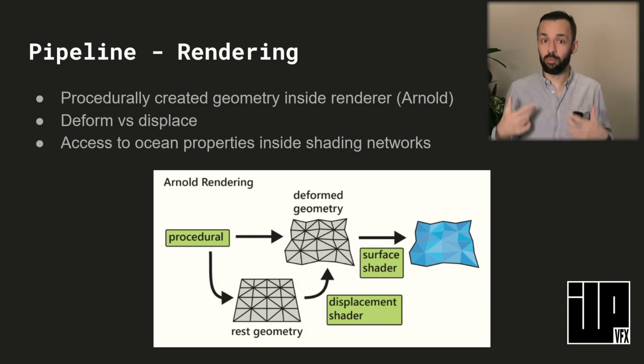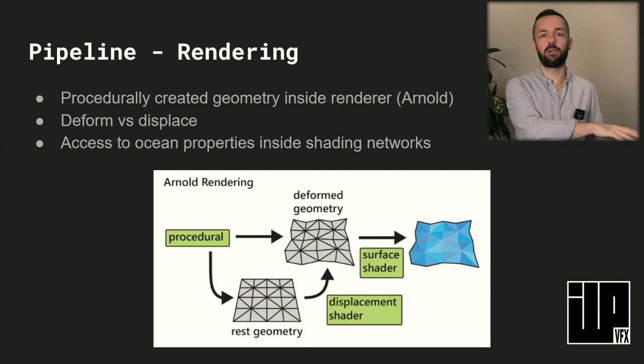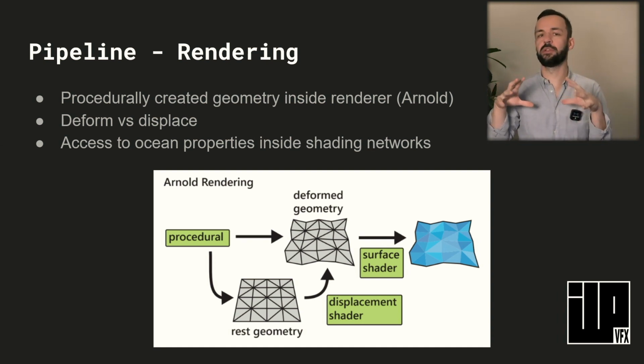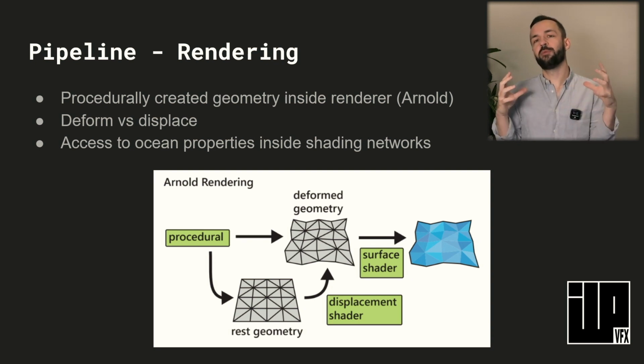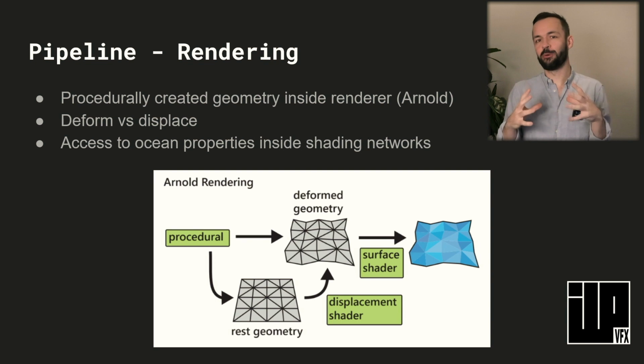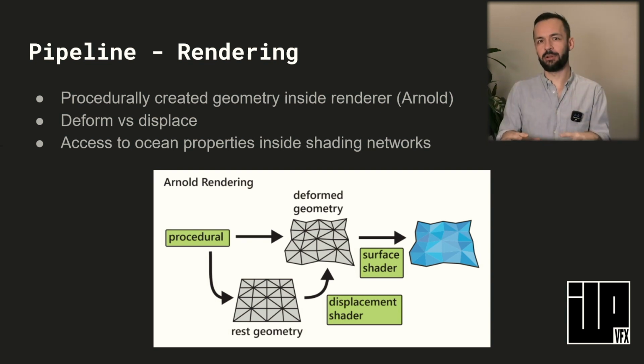So for rendering, we instantiate the geometry at render time. We don't actually send huge meshes over the network to the render farm. Instead, we send a description of our ocean parameters. This is just a JSON blob, a text file. This saves a lot of disk space, and it also saves a lot of network bandwidth, and the render time to first pixel becomes much shorter because of this. We can choose if we want to instantiate the ocean mesh already deformed, or if we want to displace it as part of the shading.